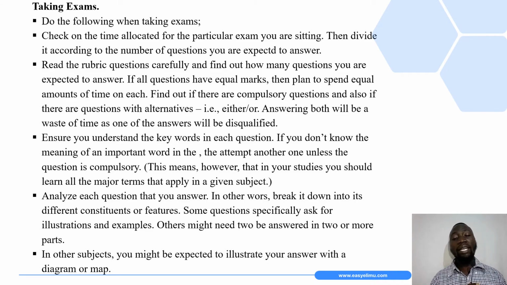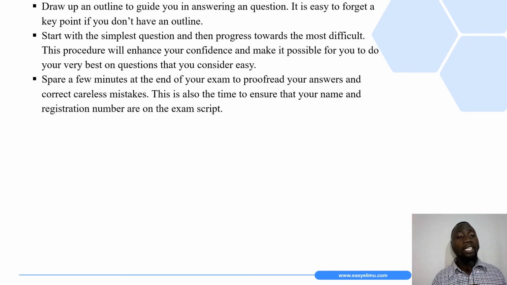Then on to the next thing as you take your exams: analyze each question that you answer. In other words, break the questions down into different constituents or features. Some questions specifically ask for illustrations and examples, and others might need to be answered in 2 or more parts. In other subjects, you might be expected to illustrate your answer with a diagram or a map. And again, draw up an outline to guide you in answering a question.